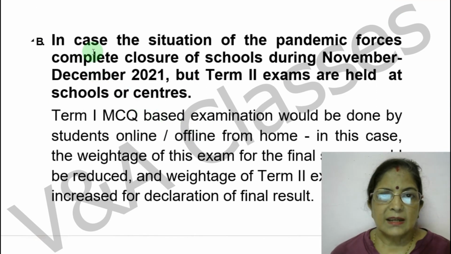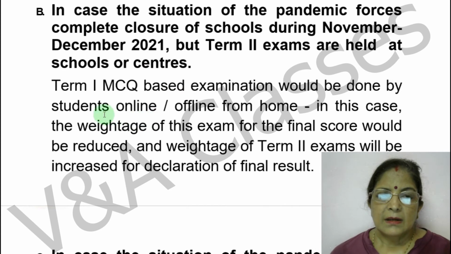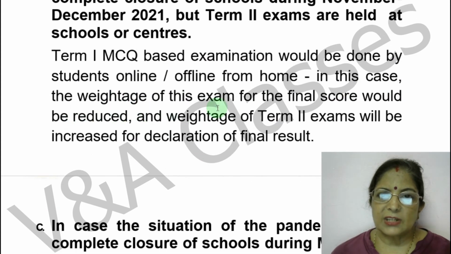Now second case, in case the situation of the pandemic forces complete closure of the school during November to December 2021 but term 2 examinations are held at the schools or centers, then term 1 MCQ based examination would be done by students online or offline from home. In this case, the weightage of this exam for the final score would be reduced and weightage of term 2 exams will be increased for declaration of final result.